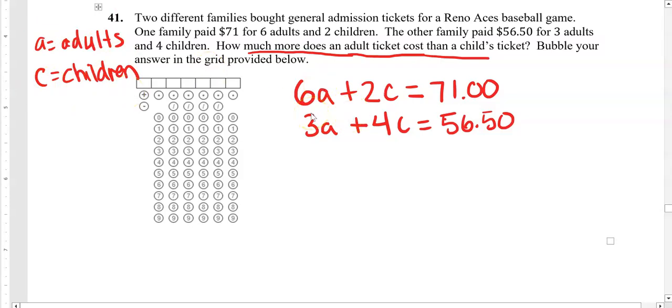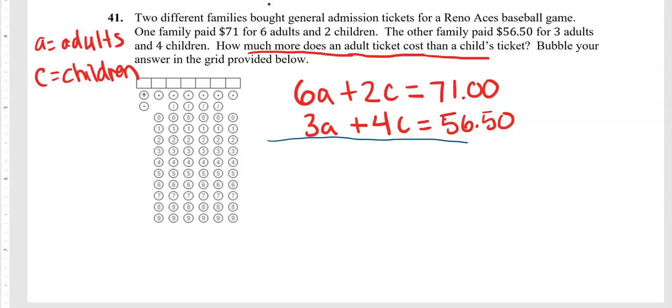Over here, we just added, so I have 6 adults, so 6 times A, plus 2 children, 2 times C, is the $71, that's family 1. And then this right here, this equation is representing family 2. Having this set up, it does give me a really good chance to use elimination. So what I'm going to do next is actually multiply one of these equations to get one of my variables to be eliminated so that I can solve.